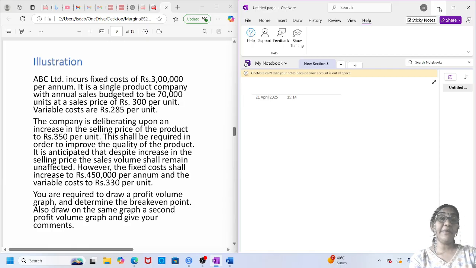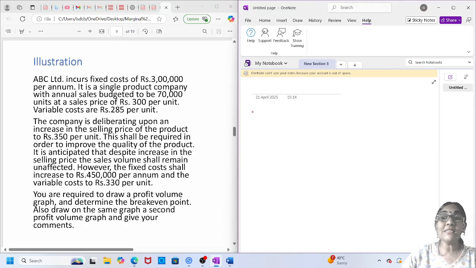The company is deliberating upon an increase in the selling price of the product to 350 rupees per unit. This shall be required in order to improve the quality of the product. It is anticipated that despite the increase in the selling price, sales volume shall remain unaffected. However, the fixed cost shall increase to 450,000 rupees per annum and the variable cost to 330. You are required to draw a profit volume graph and determine the break-even point.